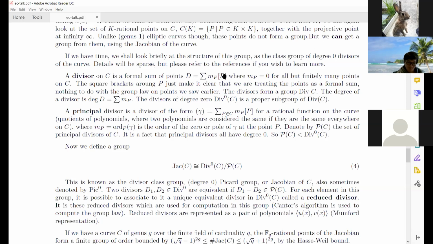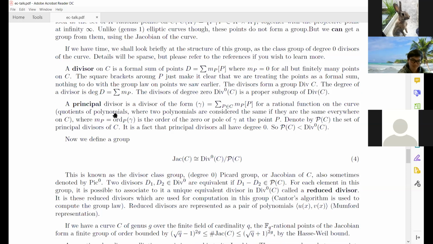And we'll talk about the degree of a divisor as just the sum of these coefficients. And so it turns out that the divisors whose coefficients all sum to 0, so some will be negative and some will be positive, but they all sum to 0, these degree 0 divisors form a proper subgroup of all of the divisors. And then we'll make another definition, which is called a principal divisor. And these are special divisors. So they're still formal sums of points, but we put a special condition on the coefficients of these points.